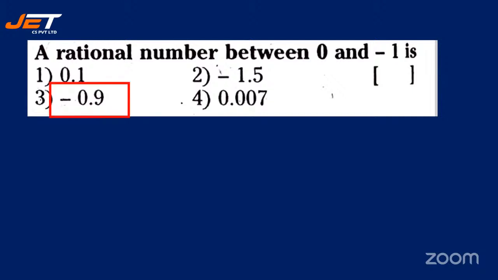Option 3 is absolutely right. Why is it so? 0.1 is greater than 0. Minus 1.5 is less than -1. 0.007 is greater than 0. But I want a number which is between 0 and -1. It should be less than 0 and greater than -1. So that is nothing but -0.9.